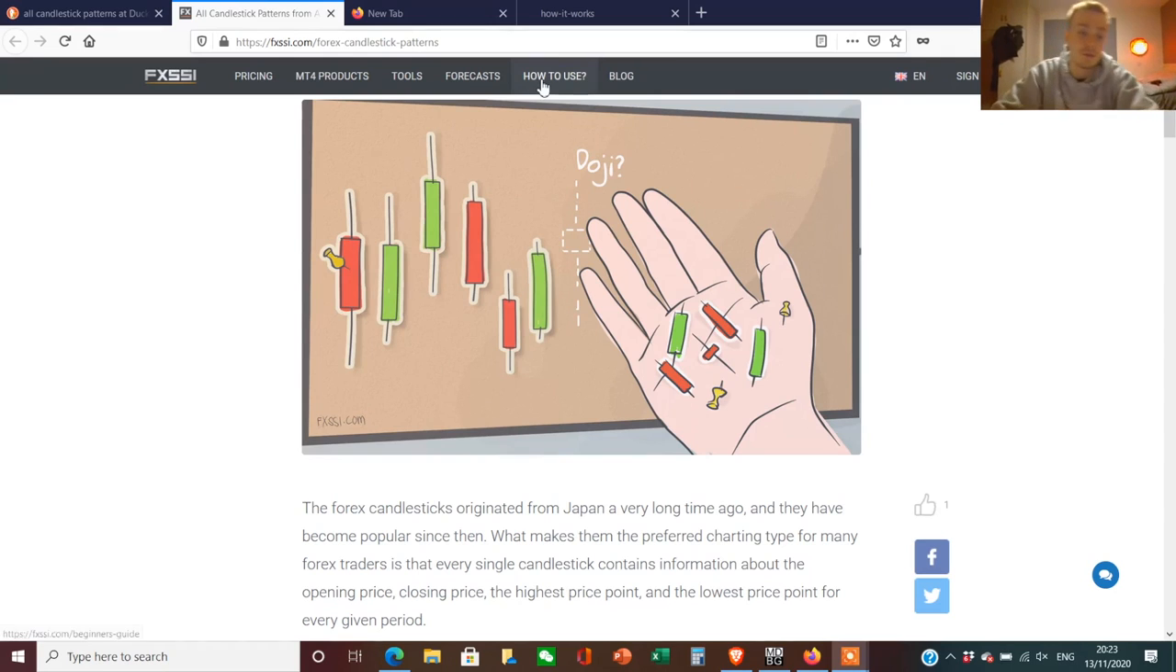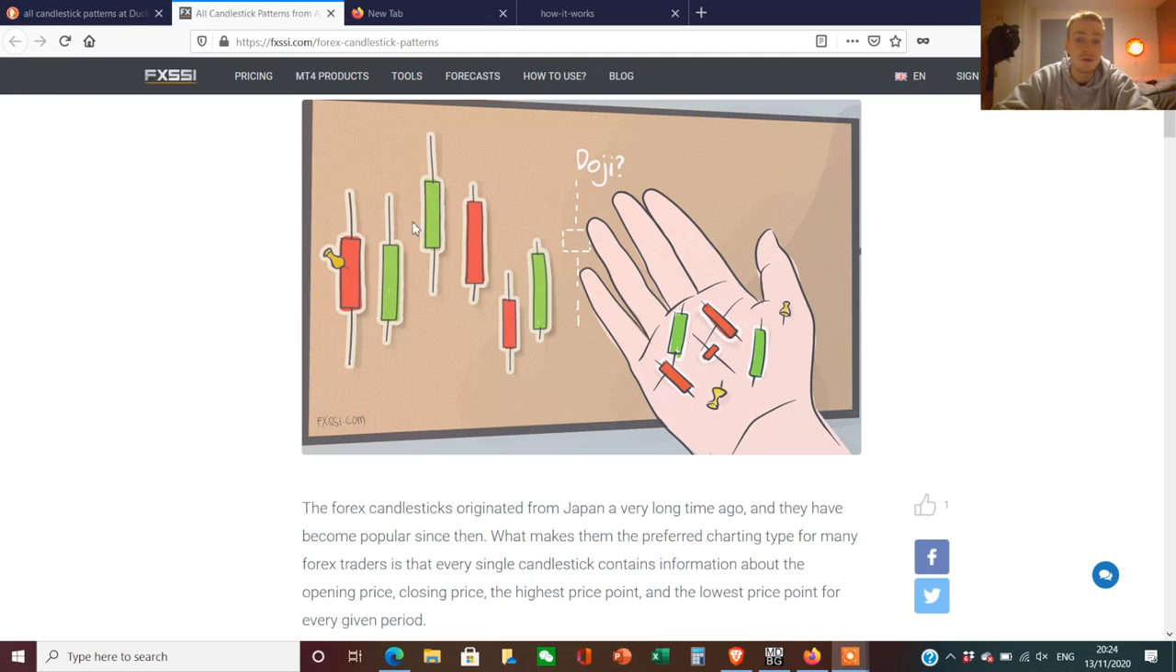So say for example you have a red candlestick. So here where my mouse is, I know it's only small, but here where my mouse is moving around at this point is the lowest price that the currency was in this specific period, and here is the highest price point. And now, because it's a red candlestick, this means that the opening price was here and the closing price is here. And so that's essentially what that means.